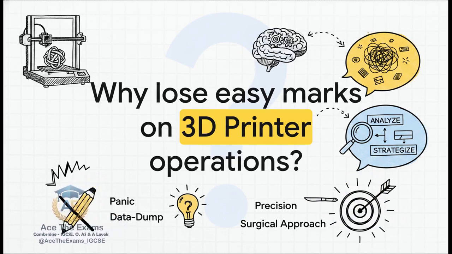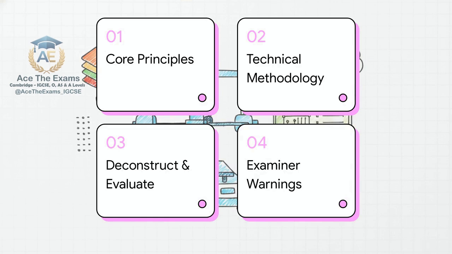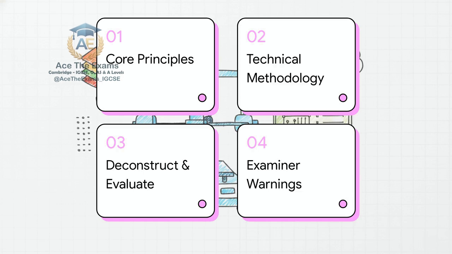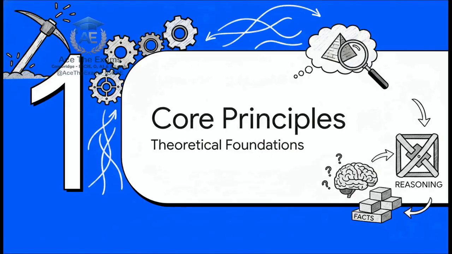This explainer is your definitive solution to that exact problem. We're going to replace that exam panic with surgical precision. We're replacing the data dumping with a highly strategic approach to every single question. So here is our excavation map for today. We've got 4 major sites to dig through. 1. Core principles. 2. Technical methodology. 3. Our deconstruct, solve, evaluate system. And 4. Critical examiner warnings. Let's move. Starting right off with Section 1, we need to lay down our core principles and theoretical foundations first.